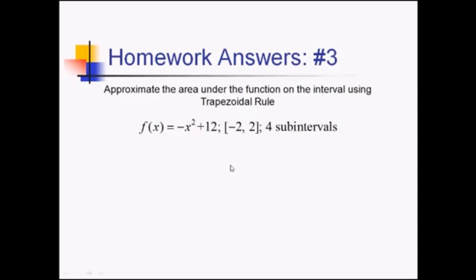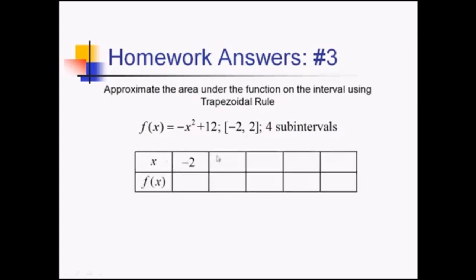For this problem, we're trying to approximate the area under this quadratic. So we're going to use trapezoidal rule, 4 subintervals from negative 2 to 2. On this interval, we can just go by 1's. So let's make a table now. We've got negative 2, negative 1, 0, 1, and 2.